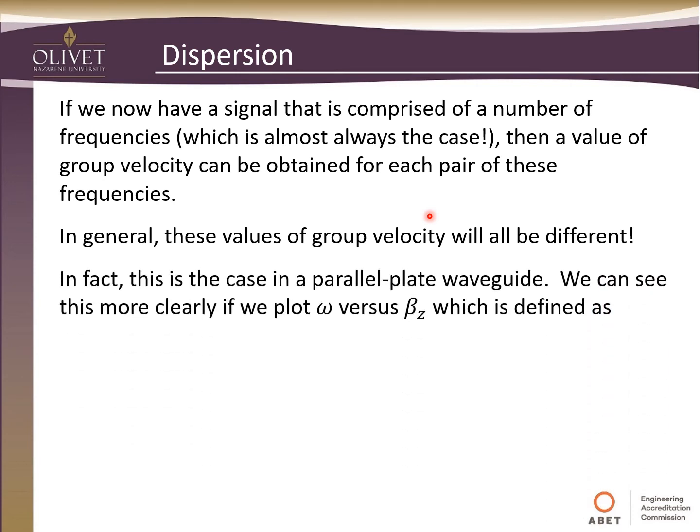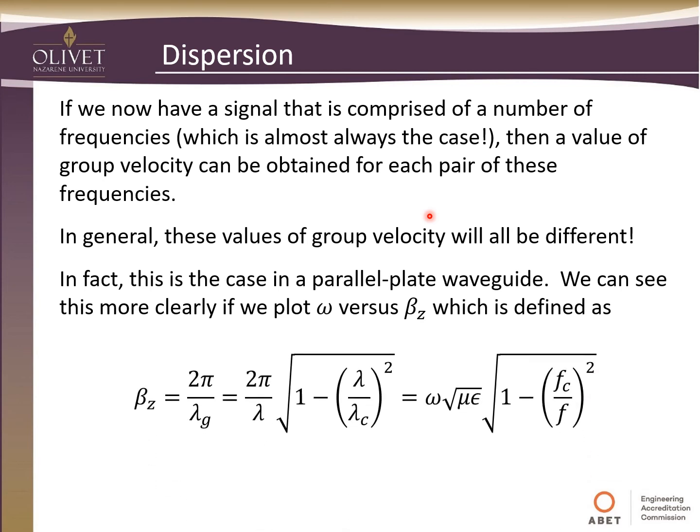So in fact, this is the case in our parallel plate waveguide. We can see this more clearly if we plot the frequency versus the phase constant, which is defined by this equation here. So beta z, which is just 2 pi over this lambda g. We plug in values and we come up with this new value.